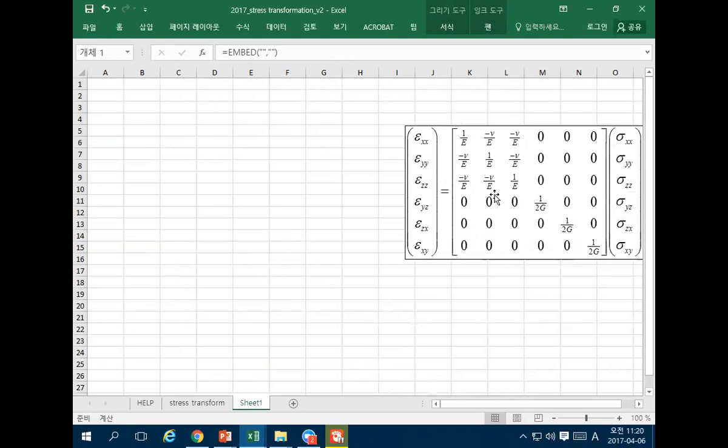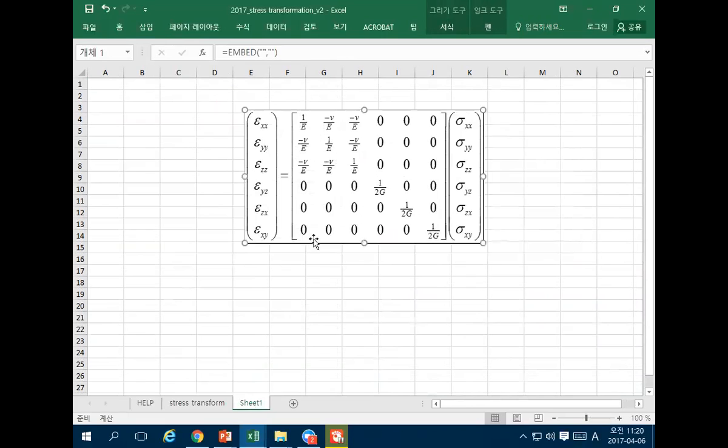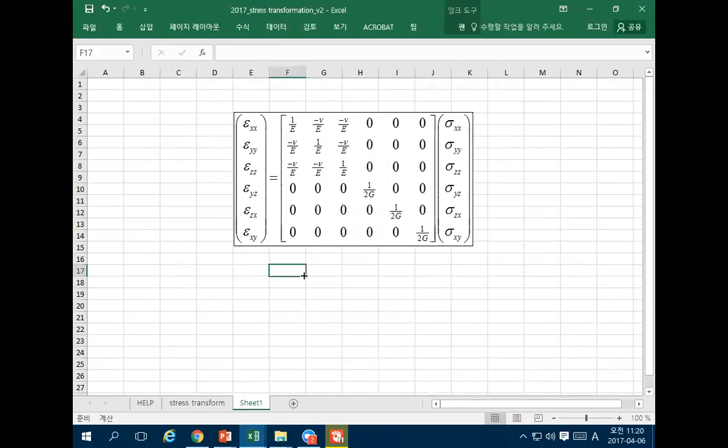Let's try to enter these equations. So how many equations do we have here? This is how many equations? 6 equations. How many stress? 6. How many strain? 6. So totally 12 unknowns and 6 equations. So to solve the rest of them, we need to have 6 terms given and the other 6 can be calculated. Okay, keep that in mind.